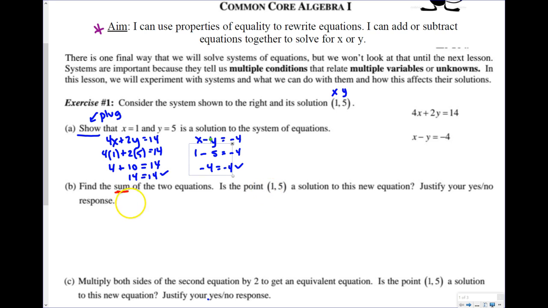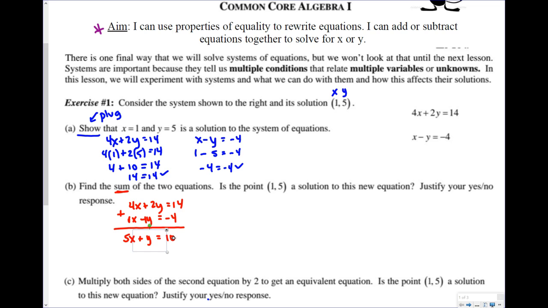When I do that, I'm going to rewrite it and get 4x plus 2y equals 14, and then x minus y equals negative 4. It's really important here that the variables line up: x above x, y above y. That's super important when you're adding or subtracting equations. I'm going to put a plus sign here and make it like a normal addition problem. Now I'm going to add: 4x plus this invisible 1x is 5x, and 2y plus negative 1y would give me a positive y. And 14 minus 4 gives me 10. So I have this new equation, 5x plus y equals 10.